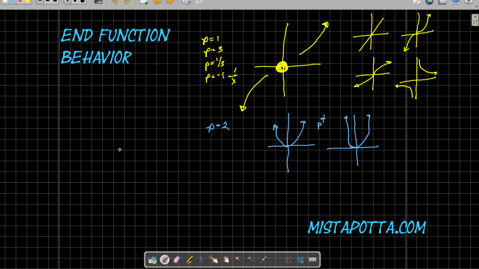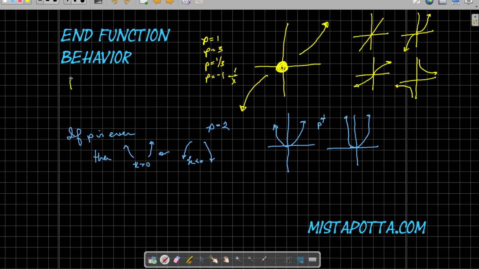And so what I notice is that if p is even, then I'm going to see behavior where it's going up and up. Or I'll see behavior where it's looking like this, down and down. This is, of course, what's going to happen when k is negative. If k is positive, like in all of our parent functions, where k is 1, then I'm going to see up-up behavior. And if k is negative, then I'm going to see that down-down behavior.